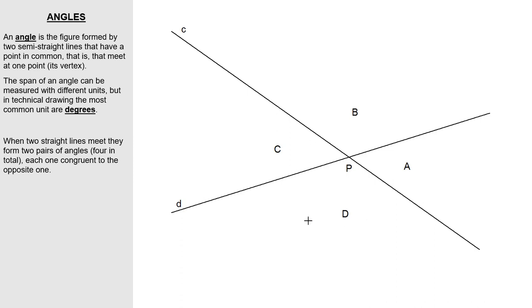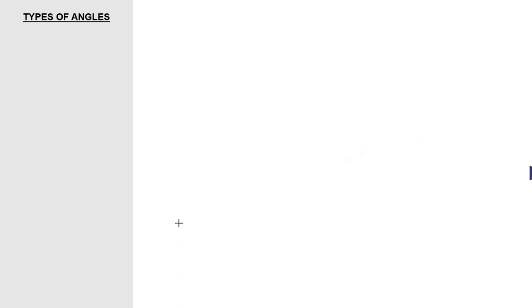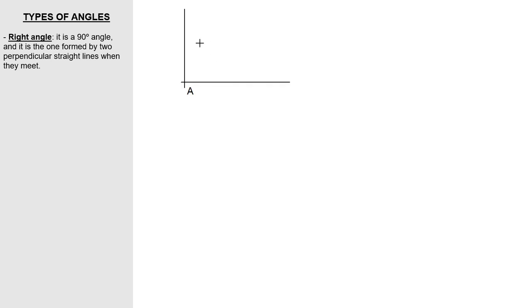congruent to each other. There are different types of angles according to their span, that is, the degrees they span. First, we are going to see the right angle, which is the one that two semi-straight lines form when they are perpendicular. Its span is 90 degrees. These two semi-straight lines that meet in perpendicular at this point A form a right angle, a 90 degrees angle.